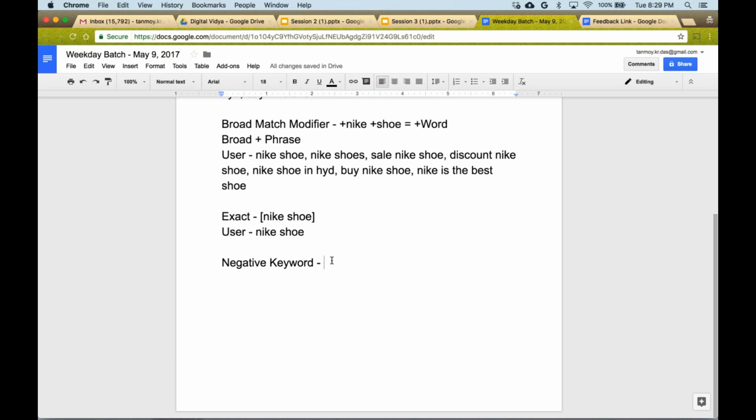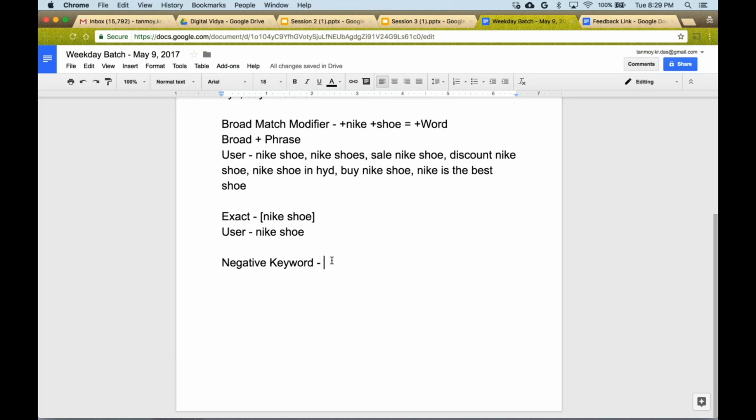Yeah, Jatin, you will not see a drop down option for broad match modifier. All right. Any other questions on that? All right.